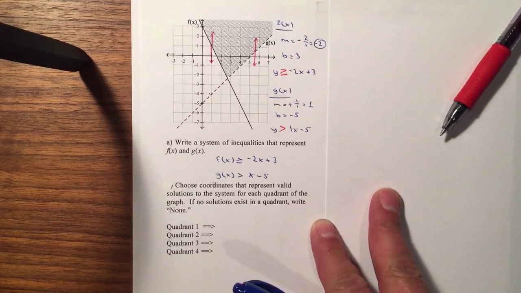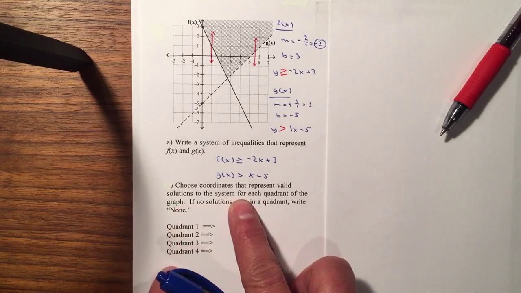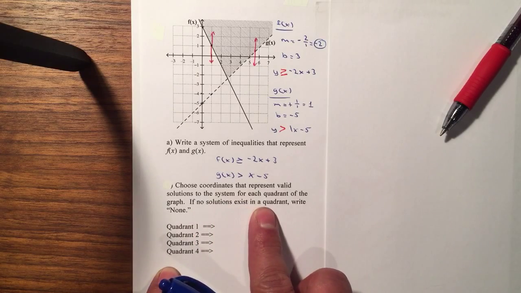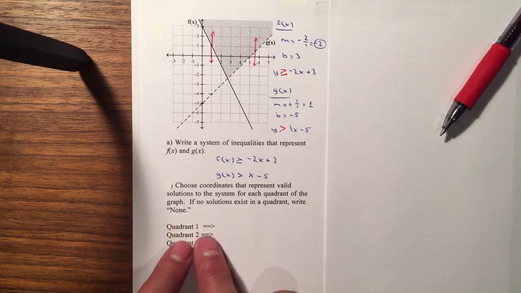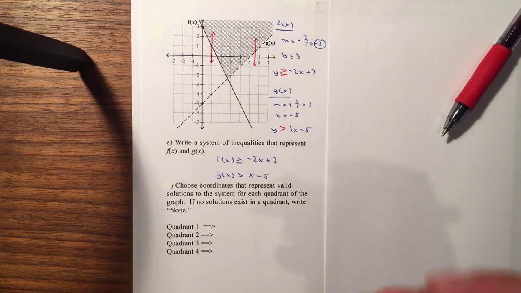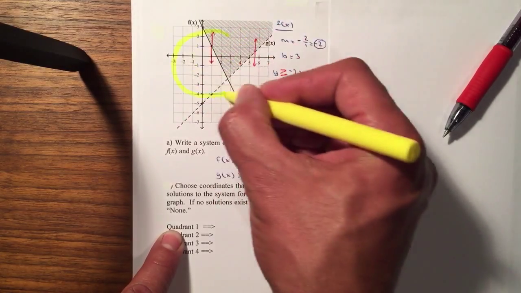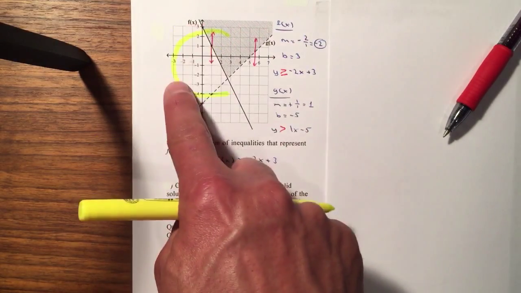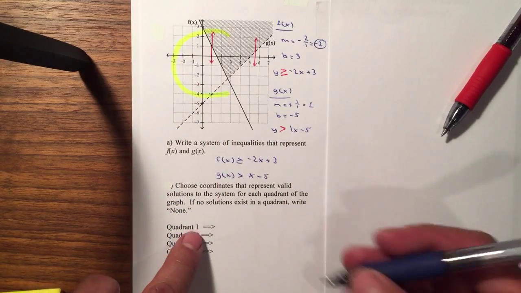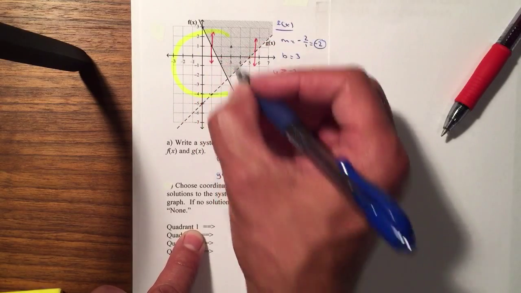it says, choose coordinates that represent valid solutions to the system for each quadrant. If no solutions exist in the quadrant, write none. First, quadrant 1. Now, an easy way to remember your quadrants in Spanish is cuadro, so always think of the letter C. Quadrant 1, 2, 3, and 4. So for quadrant number 1, we can select a point. I'm going to select this point here, so it'll be 3, 1.